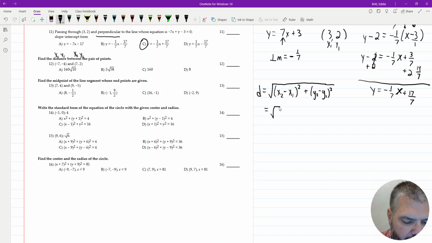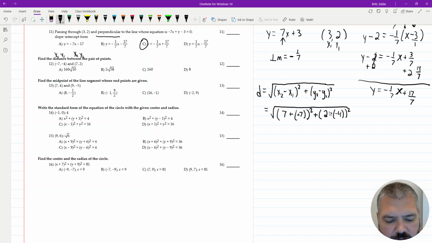All right, so we have the square root of x sub 2, which is 7, minus x sub 1, which is negative 7, and then all that squared. So remember when you have minus a negative, you got to make that a plus. All right, we'll come back and do that in a second. And then we have plus y sub 2, which is 2, minus y sub 1, which is negative 4. All right, and we have to square that as well. Again, we have minus a negative, so make sure you make that a plus.